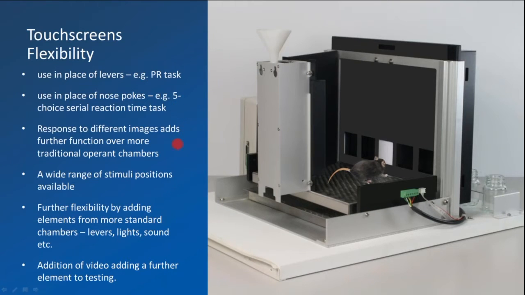Also, having images as the stimuli adds a further function over the more traditional stimuli such as lights and tones. Images can be displayed anywhere on the screen, adding further spatial dimensions. And the modular nature of the touchscreens also allows for other elements such as lights, levers, and sounds to be added to the chamber. And in addition, video can also be used as a stimulus as well as the images.